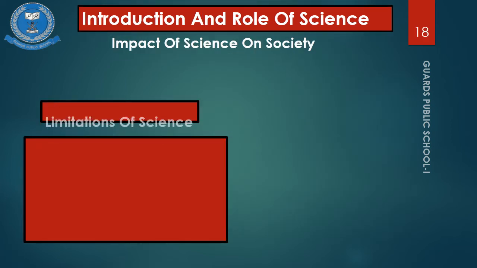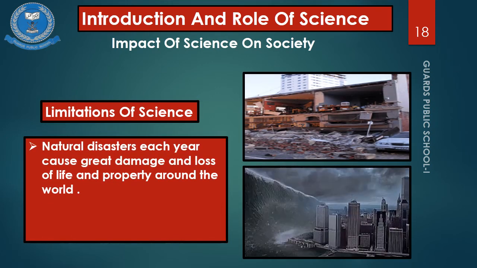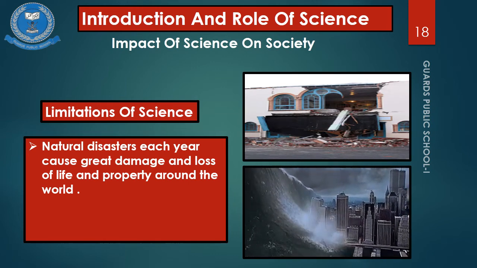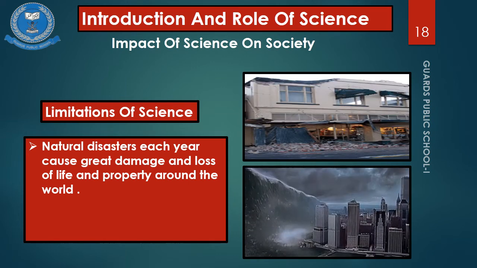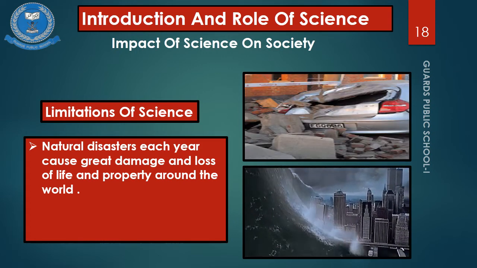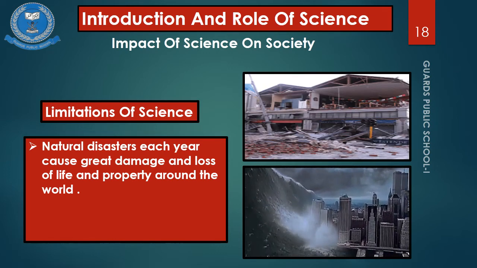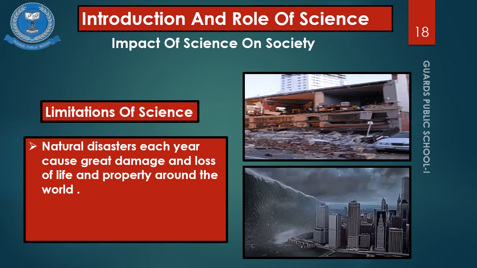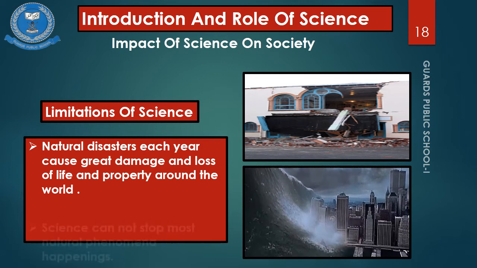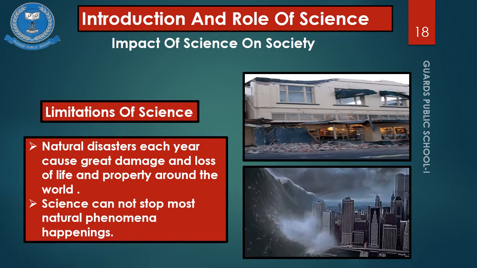Natural disasters every year cause great damage and loss of life and property around the world in the form of earthquakes, tsunamis and floods. Yes, science can be used to reduce the damage through the implementation of technology in building construction which is earthquake proof. It can reduce the loss of human life and material and property. But remember one thing, science cannot stop most natural phenomena from happening.